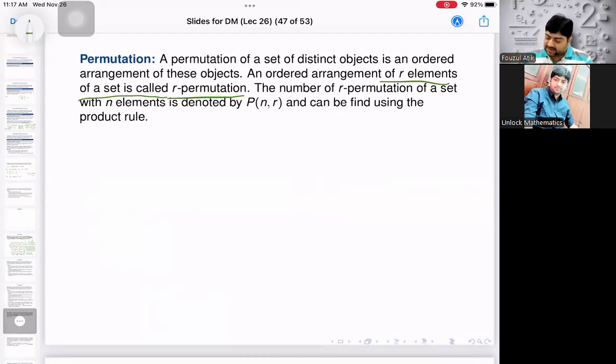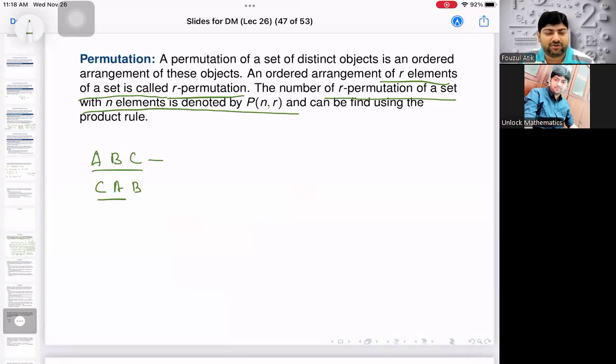And then the number of r-permutations of a set with n elements is denoted by P(n, r) and can be found using the product rule. Just now we have done it for this example. So A, B, C is one of the permutations, a 3-permutation. Or C, A, B, it is a 3-permutation. This is an example of a 3-permutation.